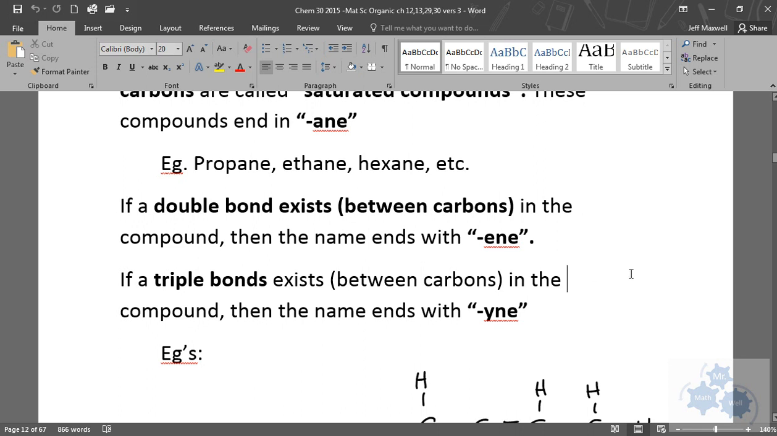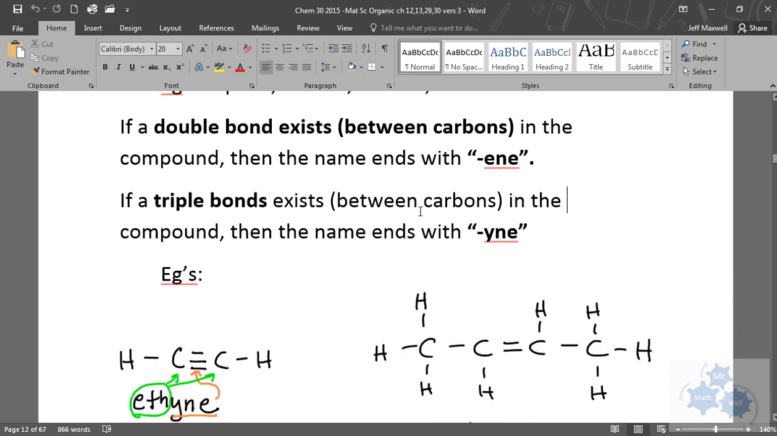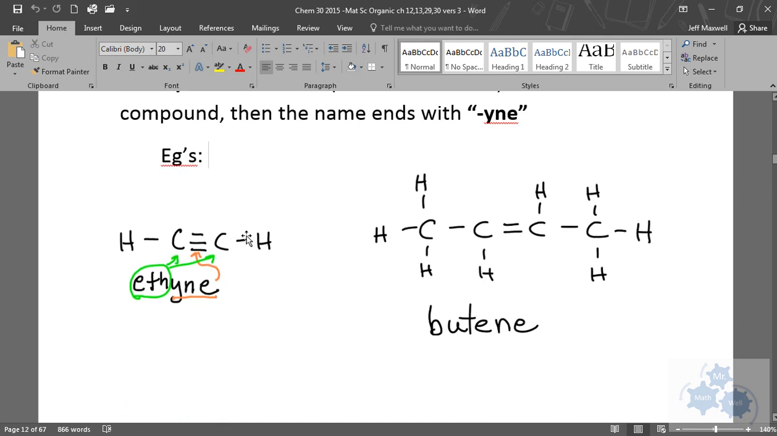There will exist sometimes triple bonds, and those compounds have yet another name. They end with "yne". So some examples below here are ethyne. Of course, eth means there's two carbons, right? Methane, ethane, propane, butane, and so on. So ethyne is two carbons. The "yne" means that there's a triple bond. Now the triple bond will never occur between the carbon and the hydrogen, of course, because hydrogen can't have three bonds, just one. So that triple bond will always be between two carbons. Okay? And that's what ethyne looks like in the structural diagram.